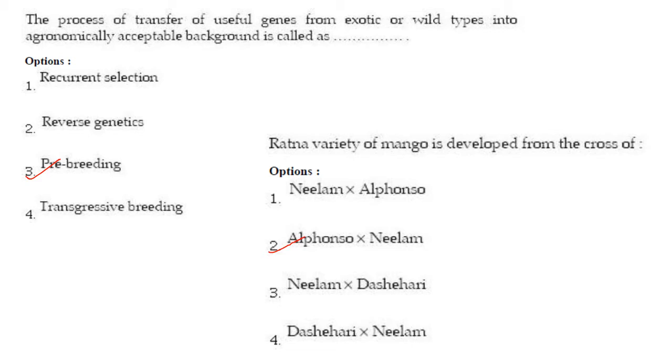Next one, Ratna variety of mango is developed from the cross of: option 1 Neelam and Alphonso, option 2 Alphonso and Neelam, 3 Neelam and Dashehari, and 4 Dashehari and Neelam. Answer is option 2 Alphonso and Neelam.